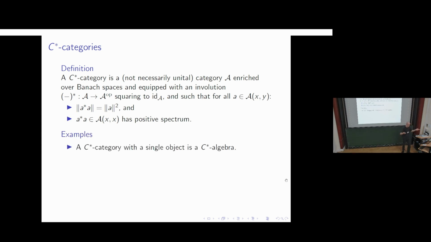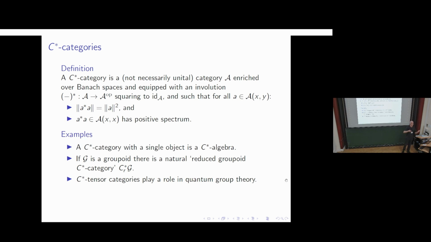Okay, so I should give you some examples. There's sort of an annoying example, which is if you just have one object, this is just what a C-star algebra is. If you have a group curly G, you can turn it into a C-star category, like a reduced group C-star category, in the same way that we saw last week people turning groups into C-star algebras. This is, I believe, due to Ulrich Bunke. If you have a tensor product in your C-star category, you get what's called a C-star tensor category. These play a role in quantum group theory. And finally, another annoying but important example is if you have a complex linear subcategory, which is normal involution closed, of the category of complex Hilbert spaces, that is another C-star category.